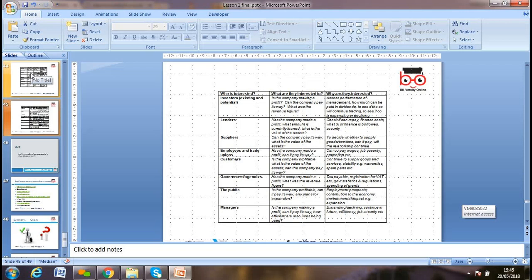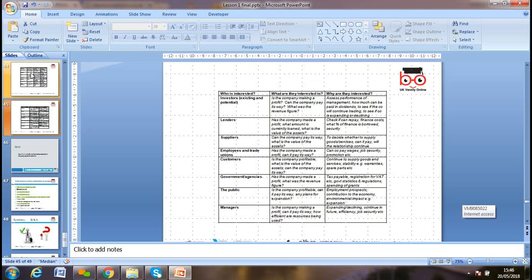Investors are interested in whether the company is making a profit. Can the company pay its way? What was the revenue, the figures of the company? They want to assess the performance of the management, how the company can pay dividends, see if it will continue trading, and see if the company is expanding or declining. All this information is provided in the financial statements.